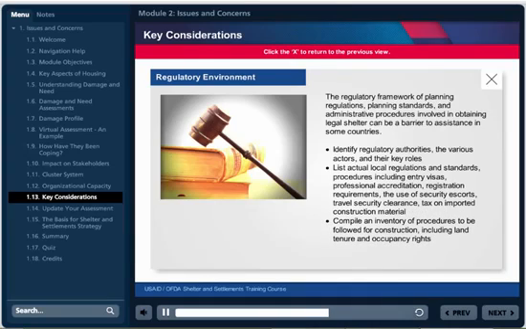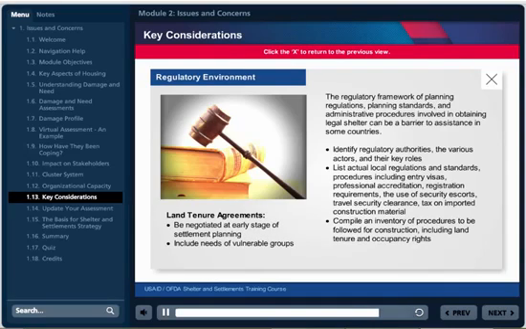Compile an inventory of procedures to be followed for construction, including land tenure and occupancy rights. Land tenure agreements should be negotiated at the early stage of settlement planning and include the particular needs of vulnerable groups. This precaution will reduce the risk of evictions or conflicts erupting due to lack of clarity over these issues.